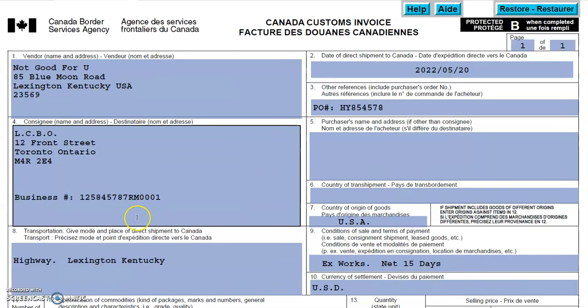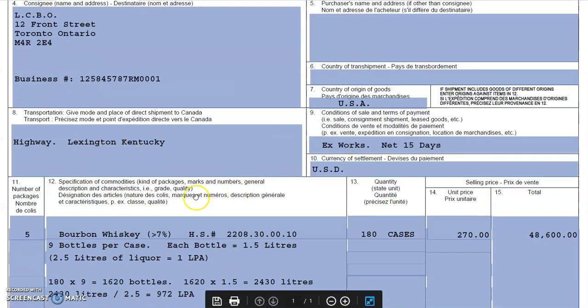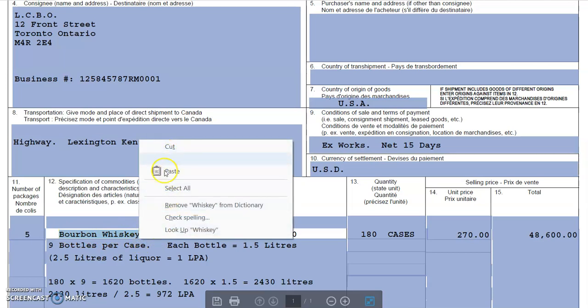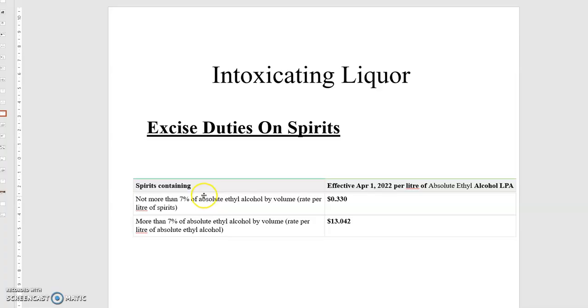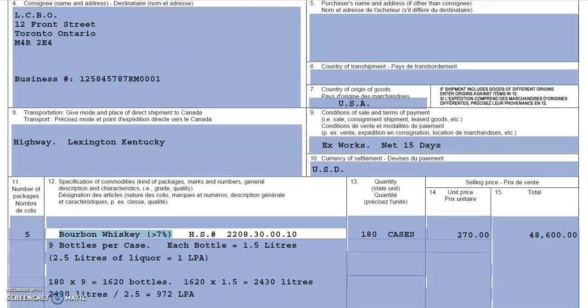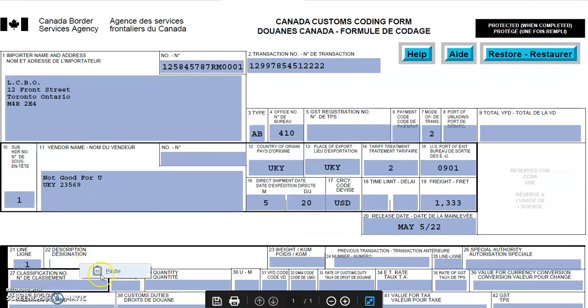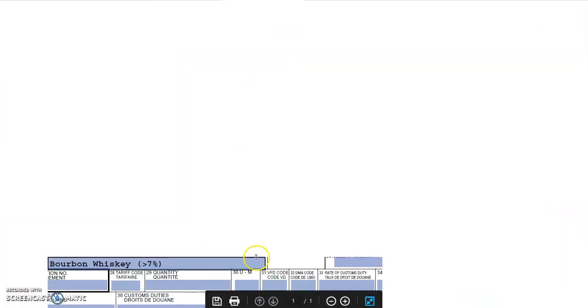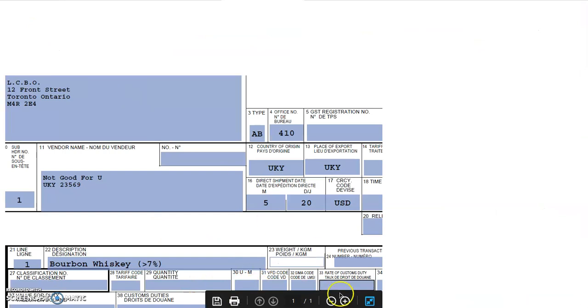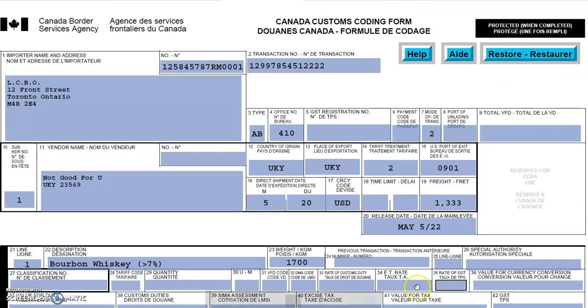Okay, line 1. Description: we've got bourbon whiskey. The state of Kentucky is very famous for its bourbon whiskey, and the bourbon whiskey is greater than 7% in volume of alcohol. So we'll put that in here. We need to know the gross weight. Gross weight is 1,700. Let's just click this back; sometimes my computer doesn't like to cooperate.